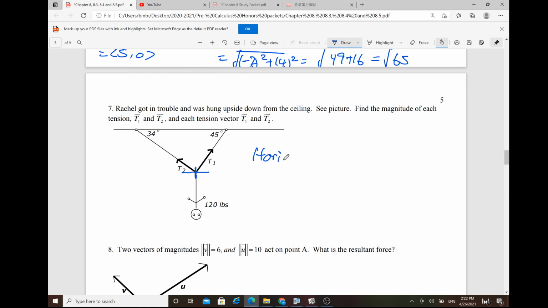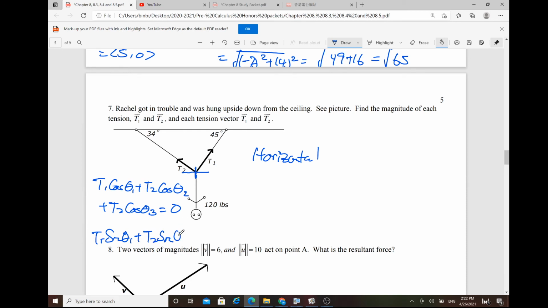So it's about the equilibrium. Once you combine all those forces, T1 cosine of theta 1 plus T2 cosine of theta 2 plus T3 cosine of theta 3, it's all considered equilibrium. That means it's all balanced, 0. Same thing happens with the vertical component: T1 sine of theta 1 plus T2 sine of theta 2 plus T3 sine of theta 3, and that would be all 0. So let's start with the horizontal component.